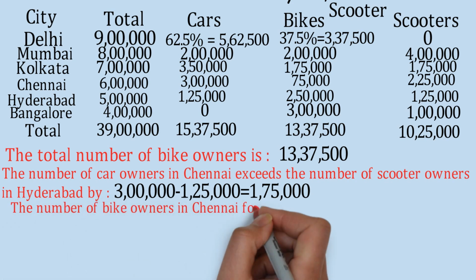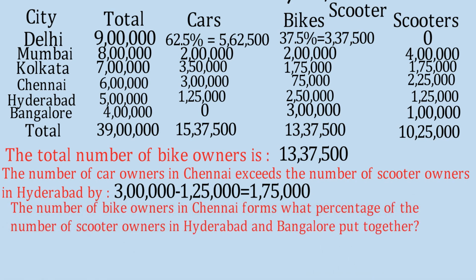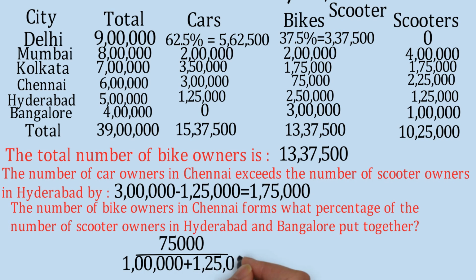Next is, the number of bike owners in Chennai forms what percentage of the number of scooter owners in Hyderabad and Bangalore put together? So how many are the bike owners in Chennai? They are 75,000. And the scooter owners in Hyderabad are 1,25,000. And scooter owners in Bangalore are 1 lakh. So we can get the percentage of 75,000 with respect to this, and we get the answer as 33.33%. So this is how the questions are solved.